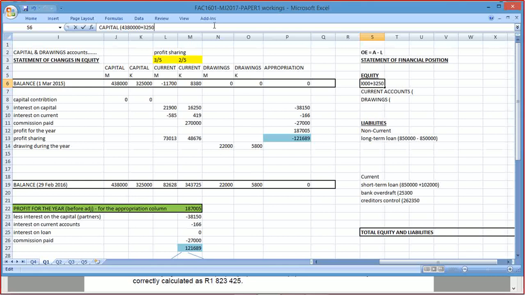Show the working. They did say show working, so I would show this. 438 plus 325. Show that. It's worthwhile because we don't know where they're going to be assigning marks, and then show the final answer there as well. Right, current account again, show the final marks.